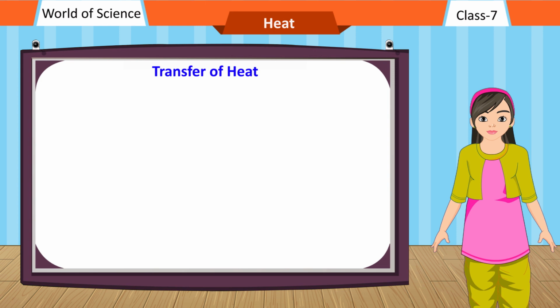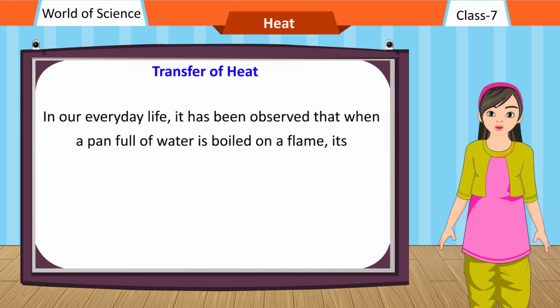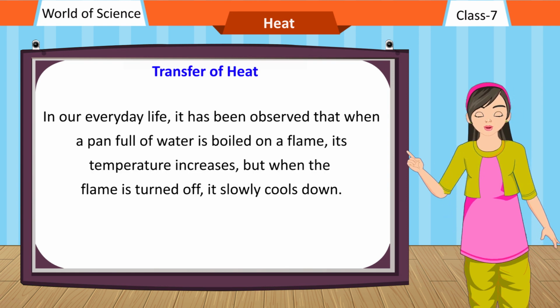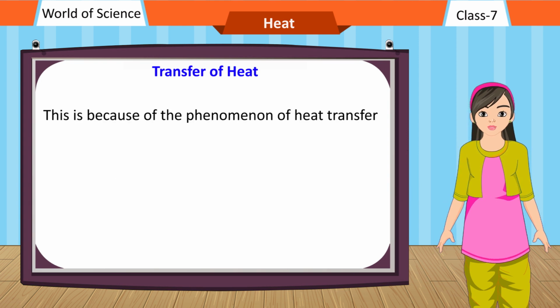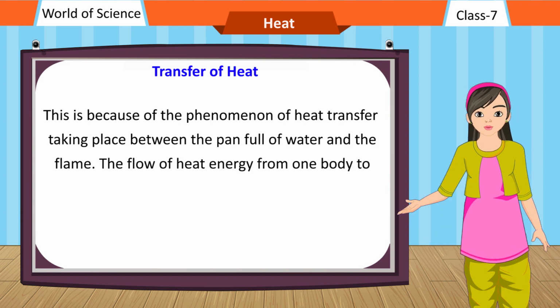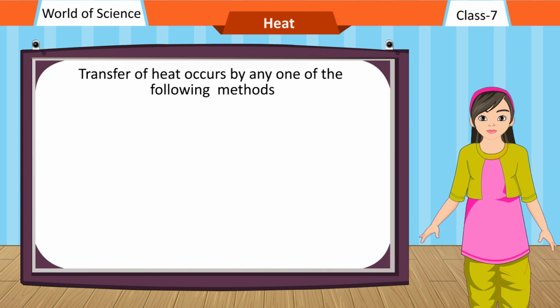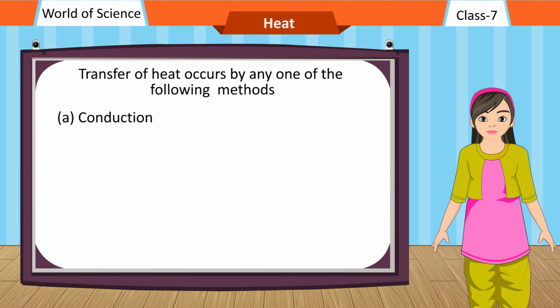Transfer of heat. In our everyday life, it has been observed that when a pan full of water is boiled on a flame, its temperature increases, but when the flame is turned off, it slowly cools down. This is because of the phenomenon of heat transfer taking place between the pan full of water and the flame. The flow of heat energy from one body to another is called transmission or transfer of heat. Transfer of heat occurs by any one of the following methods: conduction, convection, radiation.